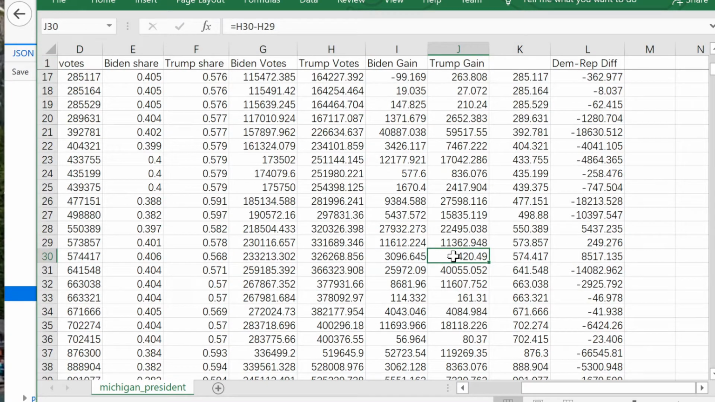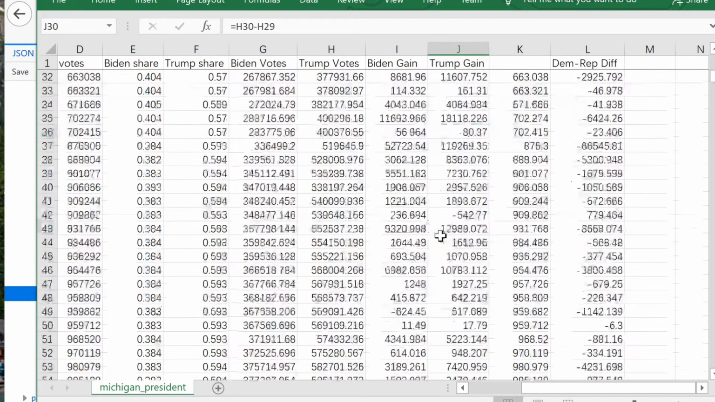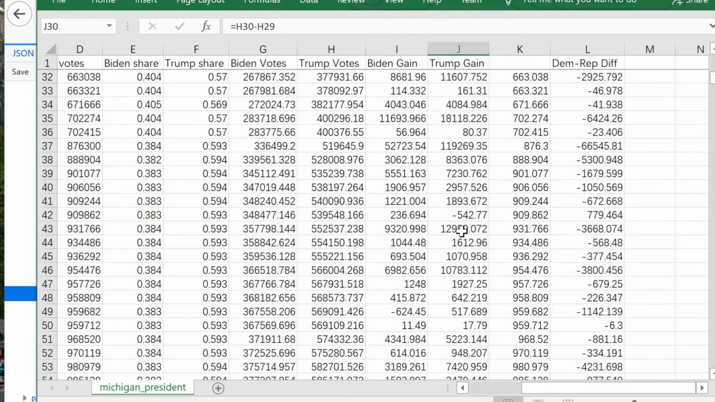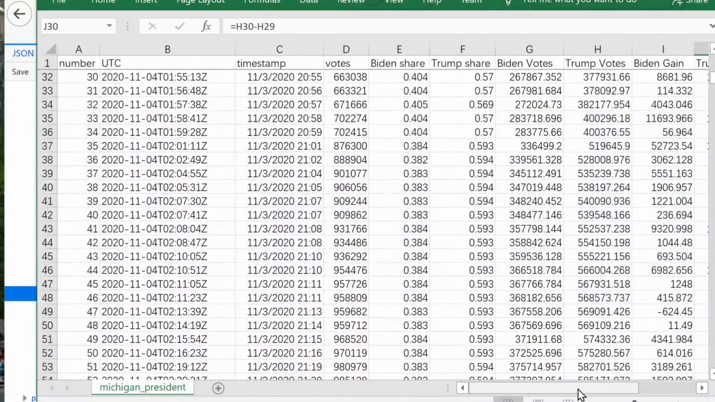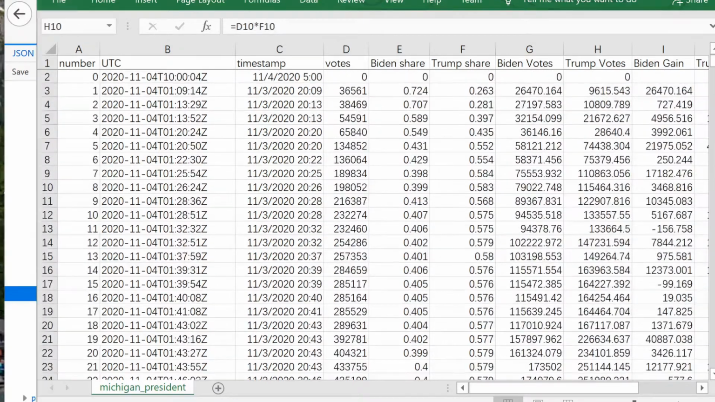So this negative number shown here is actually Trump losing votes, but in a time series, one should not lose votes. So you can just browse the file looking for anomalies, but the best way to look at this is through a plot. For the first one, I'll just plot Biden and Trump's accumulated votes over time.